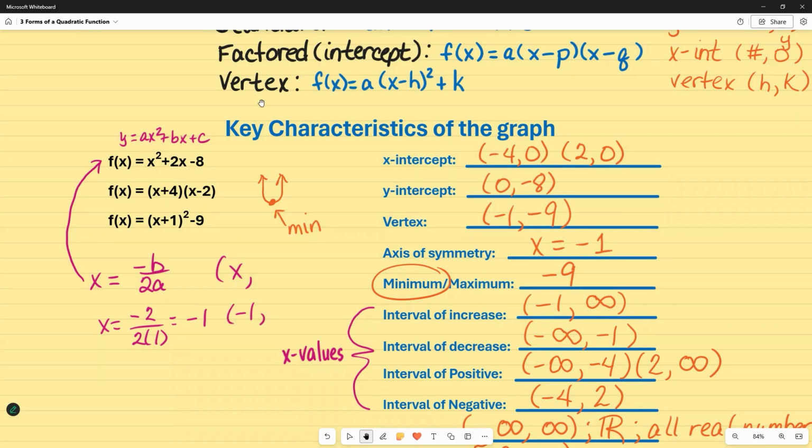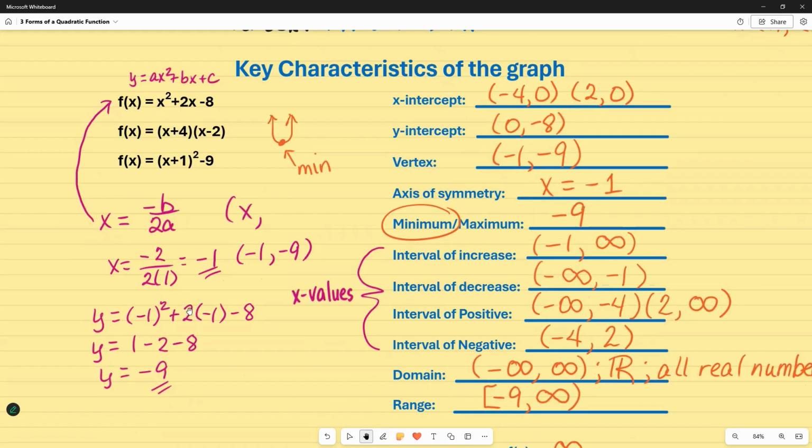And then I'm going to take this -1 and substitute it in for my x values and simplify, and that's going to give me my y. After substituting my x values and then simplifying, my output is -9, which is the vertex that we already knew based off of looking at the vertex form.